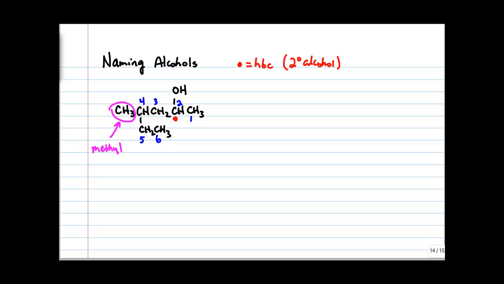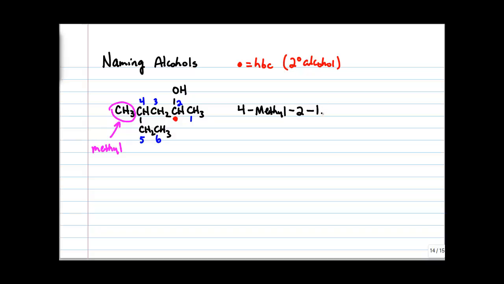Again, with this type of molecule, we're going to start with any substituents. So we've got 4-methyl. That methyl group is on carbon 4. Okay, 4-methyl. And we have to locate the OH group. That OH group can be on different carbons, so we have to provide a number to tell us where the OH group is. So it's going to be 2.